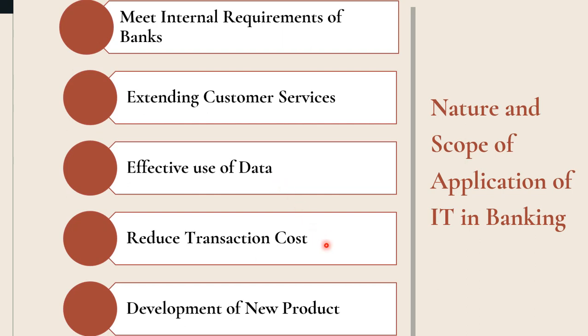Now the next, fourth point is about reduced transaction cost. The application of information technology reduces the transaction cost for the customers as well as for the banks. It becomes cost efficient for the banks to apply information technology. The banks and customers both will benefit out of this application of information technology.